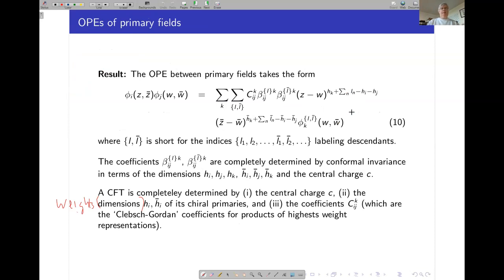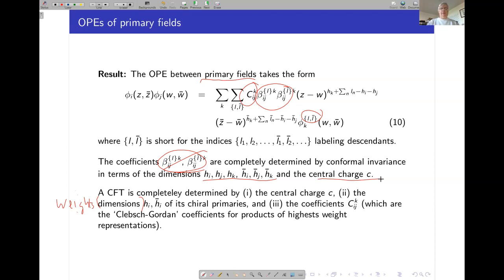Good. Now, it's an important result which I have stated here in formula number 10. Ideally, we would only like to deal with primary fields, but the OPE between 2 primary fields does not only involve primary fields, but also descendants of these primary fields, which we discussed last time. Of course, the function depending on z minus w is still completely fixed by weights. That's not a problem. But apart from the coefficients c_ijk, which tell us how the product of primaries expands into other primaries, we also have coefficients beta, which tell us how the various descendants of the primaries come into the game. Now, it's an important result that these coefficients are not independent, but they're completely determined by the other data. So we only need to know the various conformal dimensions or conformal weights and the central charge.